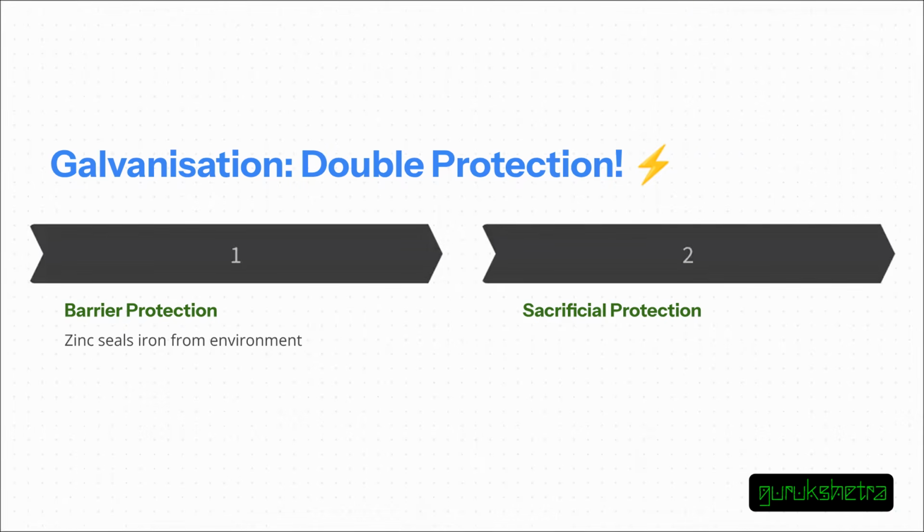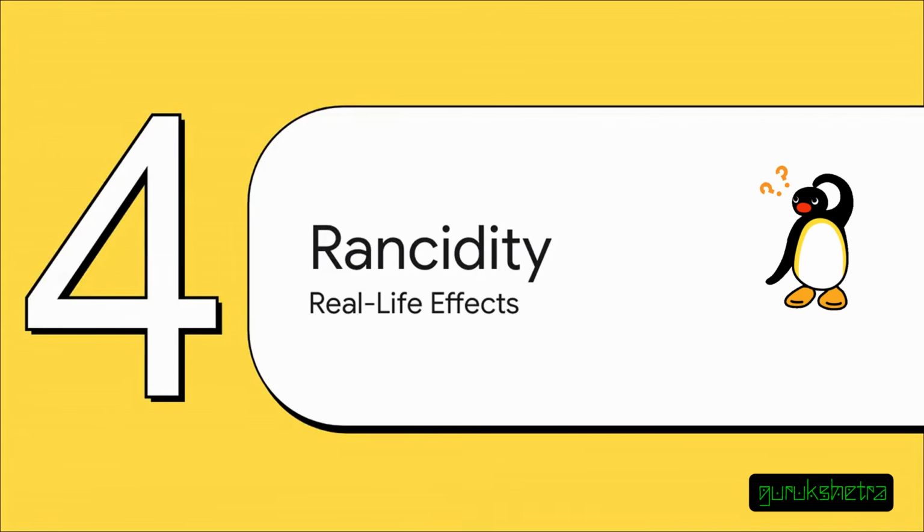Because zinc is more reactive, it will gladly sacrifice its own electrons before the iron does. The zinc corrodes first, completely saving the iron structure underneath. It is literal chemical self-sacrifice. Let's pivot to another everyday effect we've all experienced.